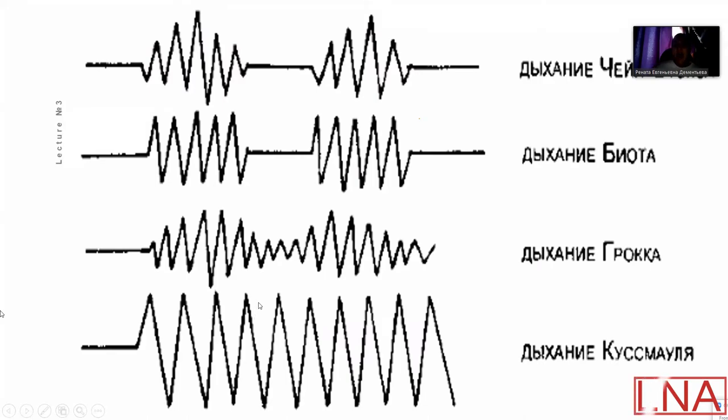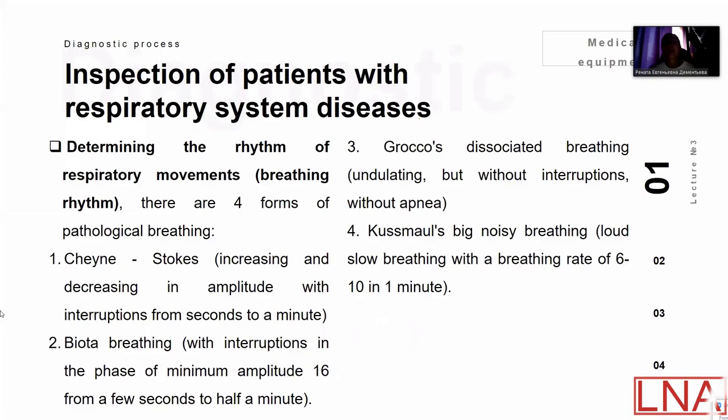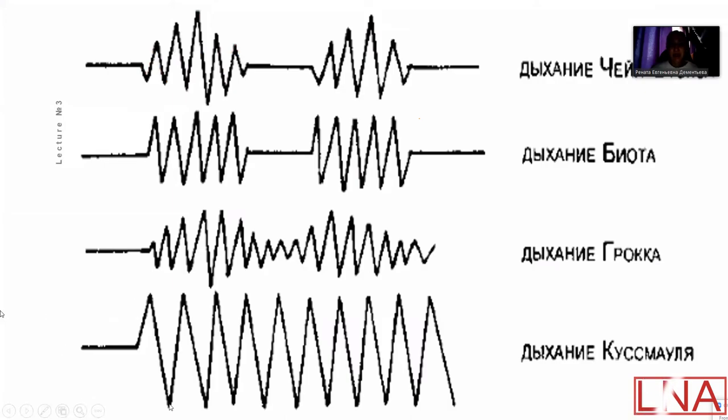And the last one, the most interesting, is the pathological type of breathing, like Kussmaul breathing. It's a big amplitude, noisy, loud, slow breathing with the breathing rate from 6 to 10 in a minute. Very loud, and we can assess this type of pathological breathing from a distance of a patient. The same amplitude, big volume of the respiratory, yes, without pause at all, with the respiratory rate from 6 to 10, pathological respiratory rate in minutes. So that's the main pathological type of breathing.